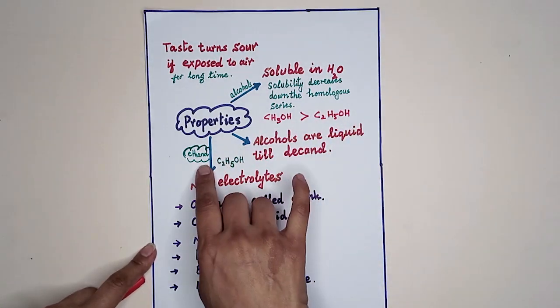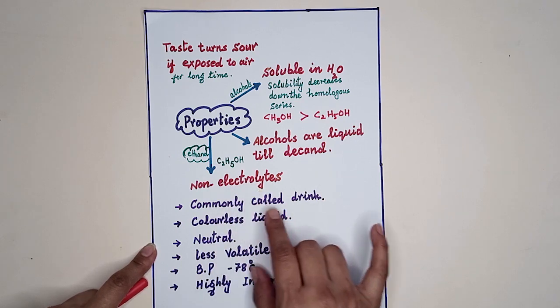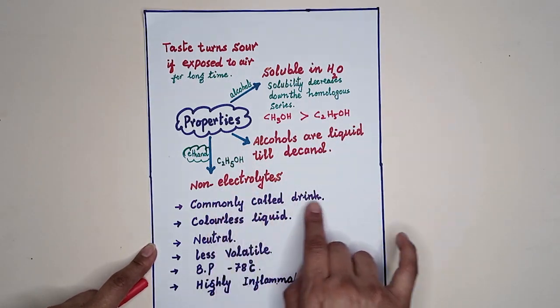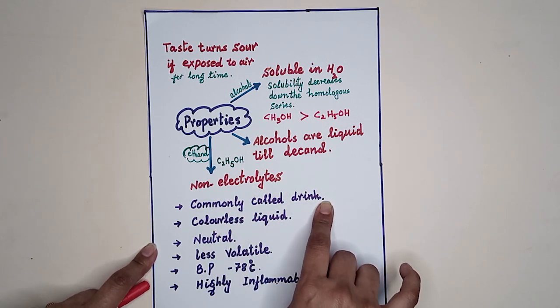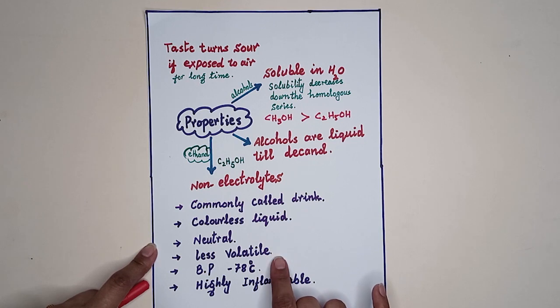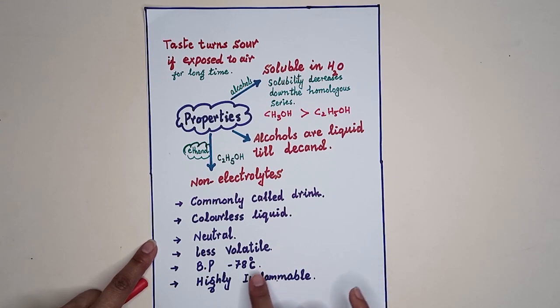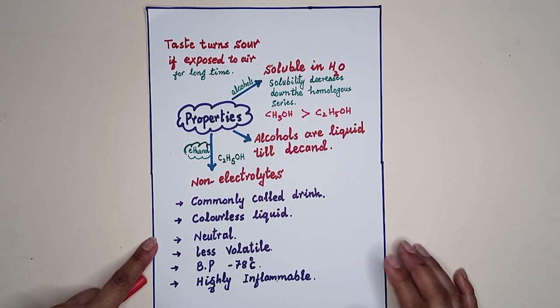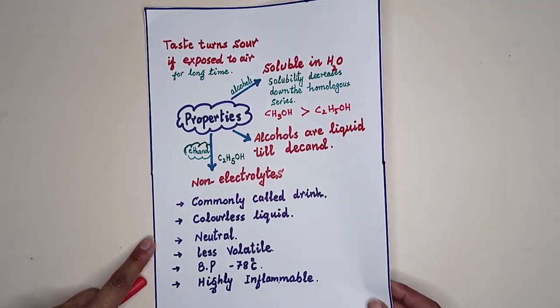If we talk about the specific properties of ethanol, all alcohols are non-electrolytes. Ethanol, commonly called drink, is a colorless liquid, neutral, less volatile, with a boiling point of 78 degrees centigrade, and highly inflammable. So alcohols can catch fire easily and are used as fuel as well.